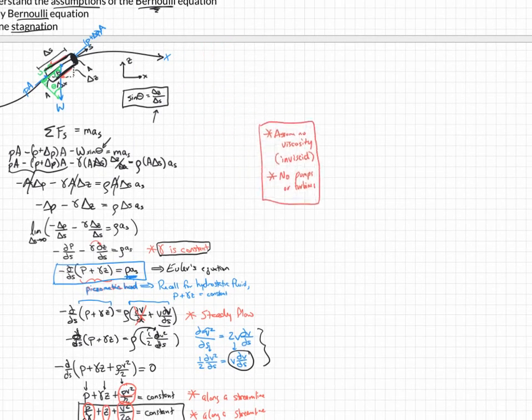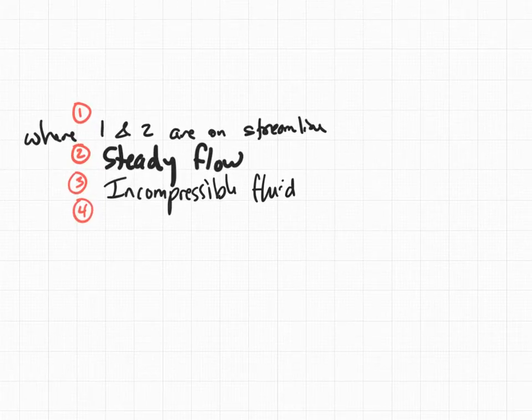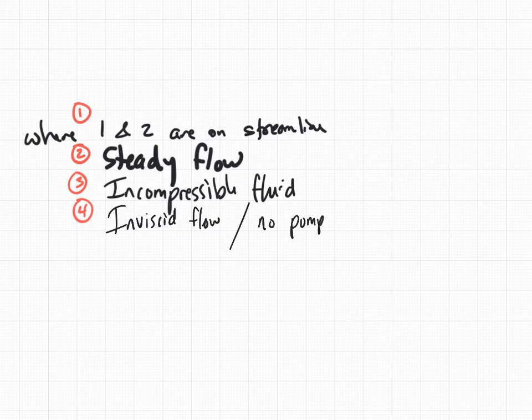No viscosity, and no pumps or turbines. So no energy added or lost, so inviscid flow, which means no viscosity. I could also say no pumps or turbines, no mechanical energy added, basically along that streamline. I think that's pretty much it: steady, inviscid, incompressible along a streamline, remembering that incompressible means that rho and gamma are constant.